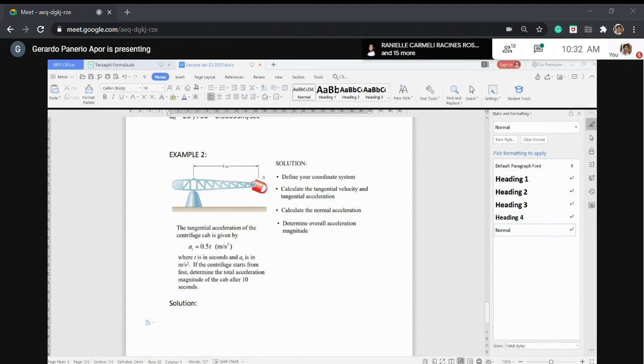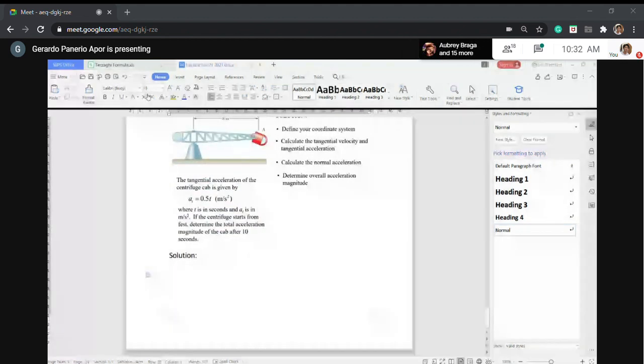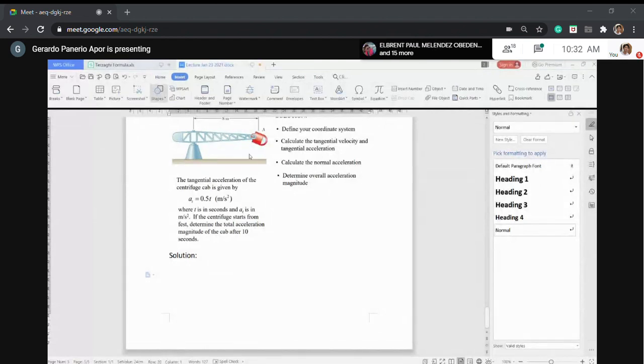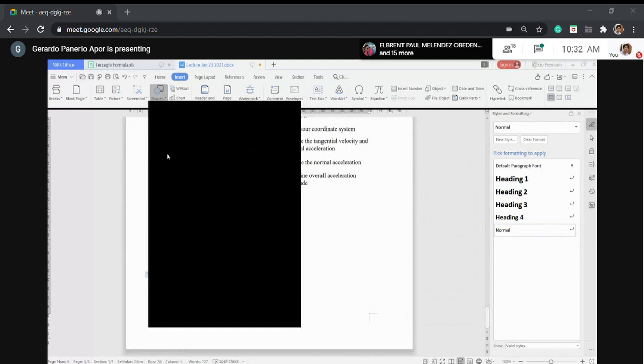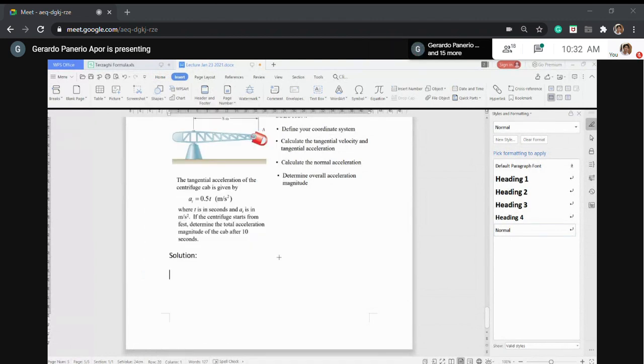Rest means an event. So we will solve this. Define your coordinate system. It is not just linear, it is a circle, circular. I will insert a circle here. Okay, so it's like that.